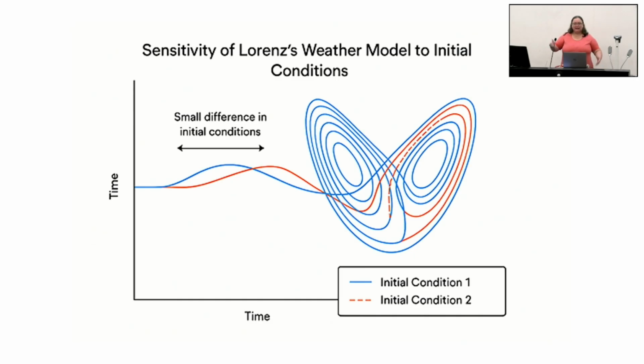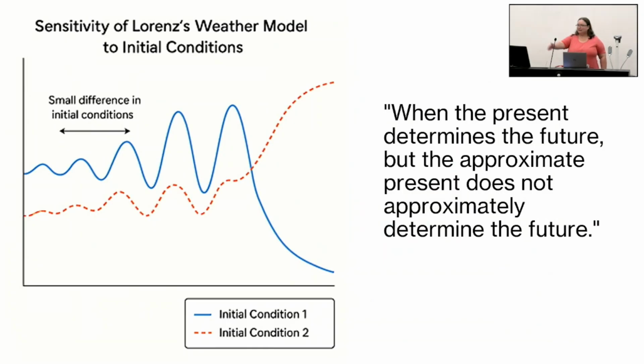A butterfly flaps its wings in Brazil, and a tornado forms in Texas, they say. A decimal is rounded, and the weather system transforms. A packet arrives a millisecond late, and your distributed system collapses into chaos. We don't live in Laplace's universe, we live in Lorenz's. This quote is from Lorenz: "When the present determines the future, but the approximate present does not approximately determine the future."